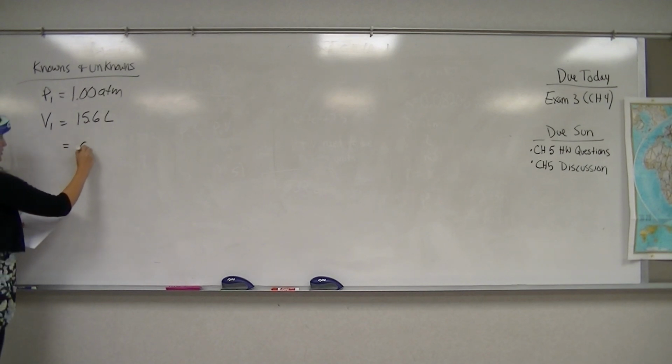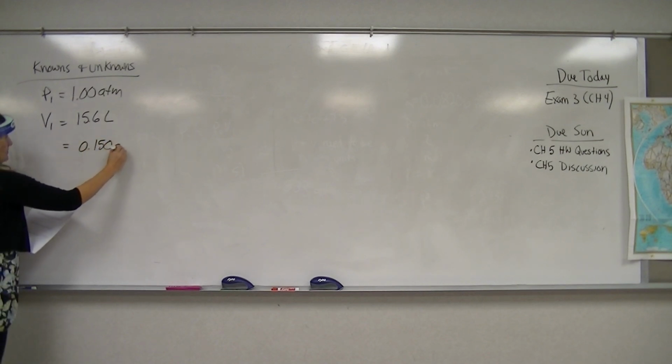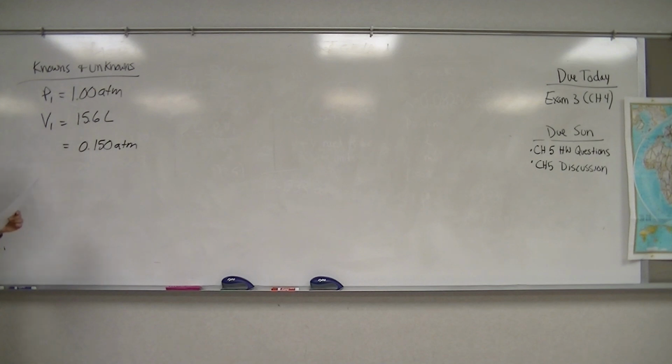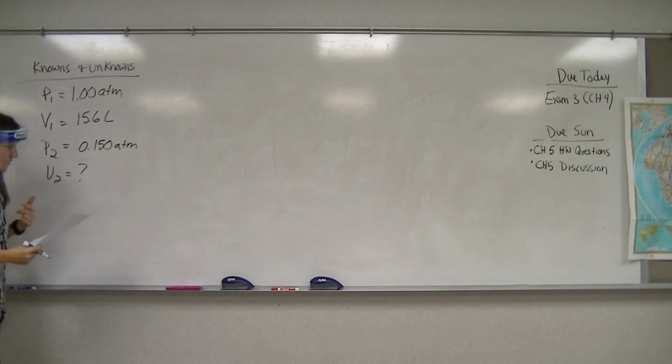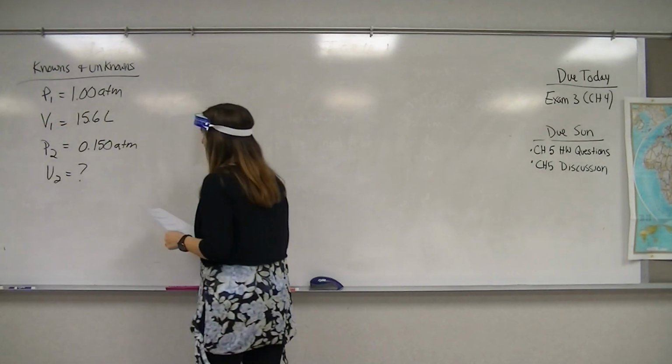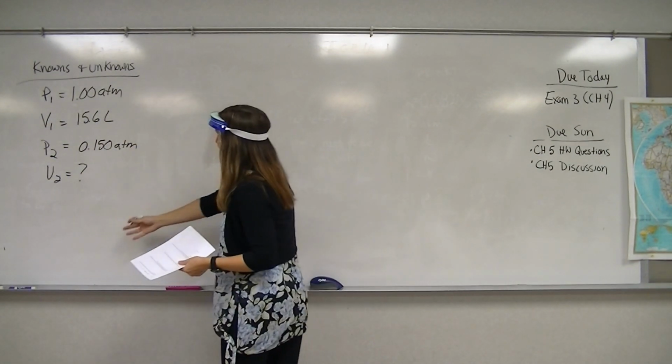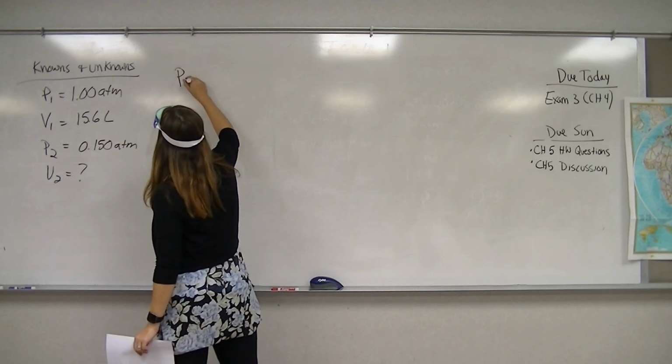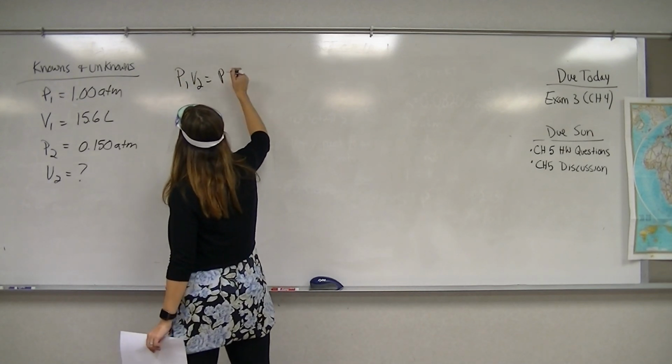So my new pressure they give me, since that balloon floats away in the sky, is 0.150 ATM. So that's my new pressure. They're saying at that new pressure, what's going to be the new volume? What's happening to that balloon? Is it going to get bigger or is it going to get smaller? Is the volume going to increase or decrease? So you'll notice once again, same variables as the last equation, so we're using Boyle's law again.